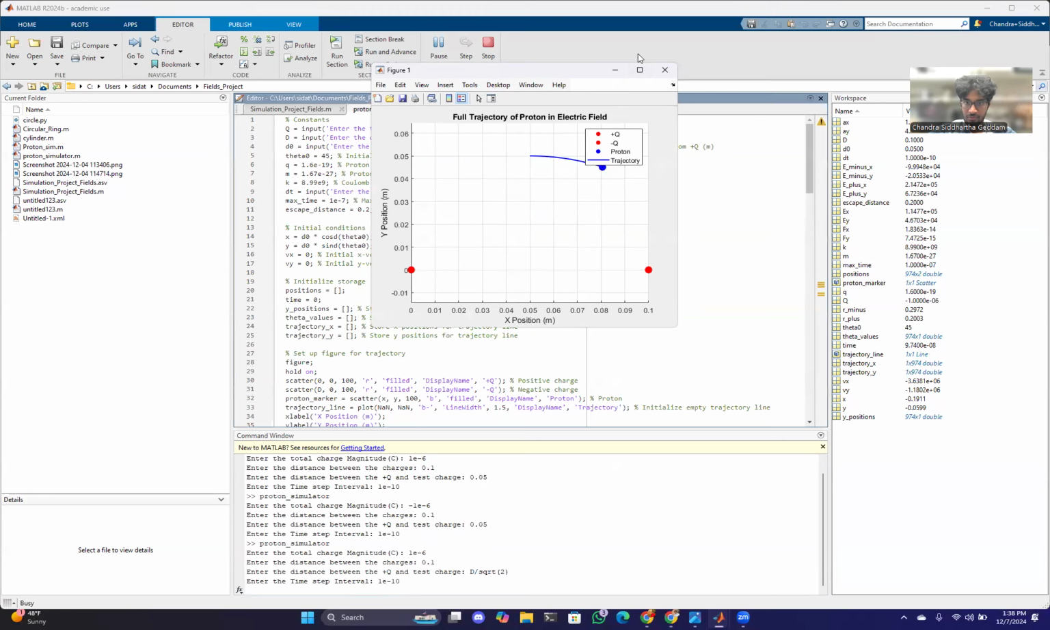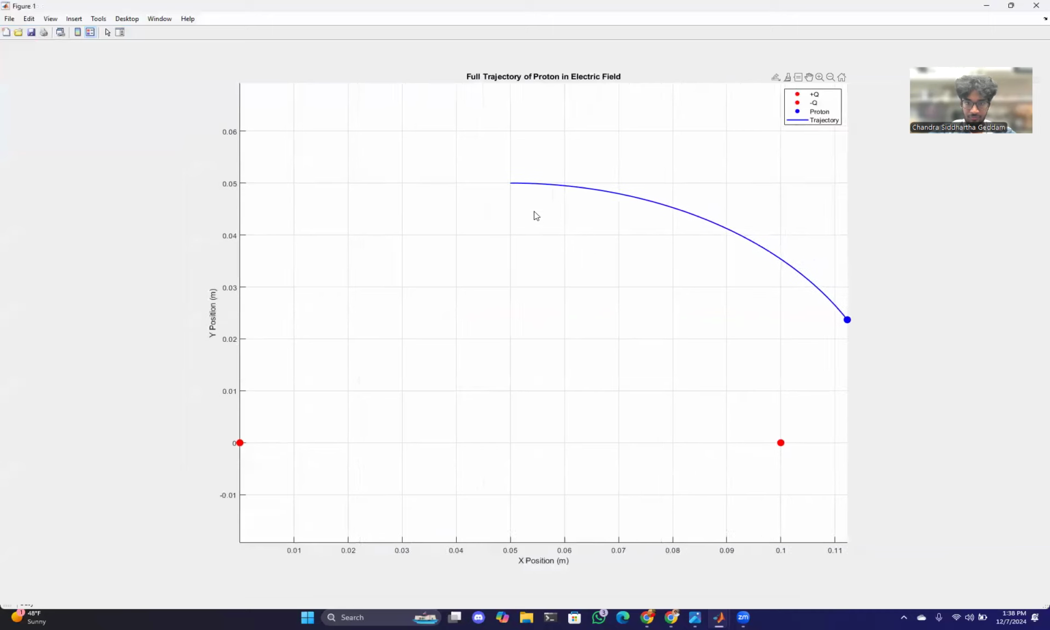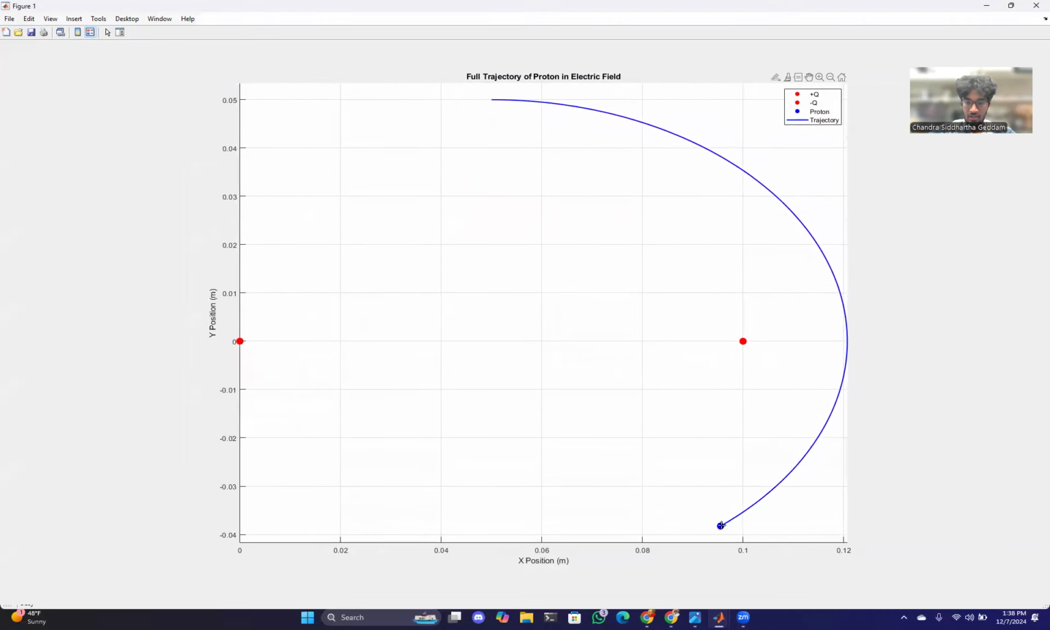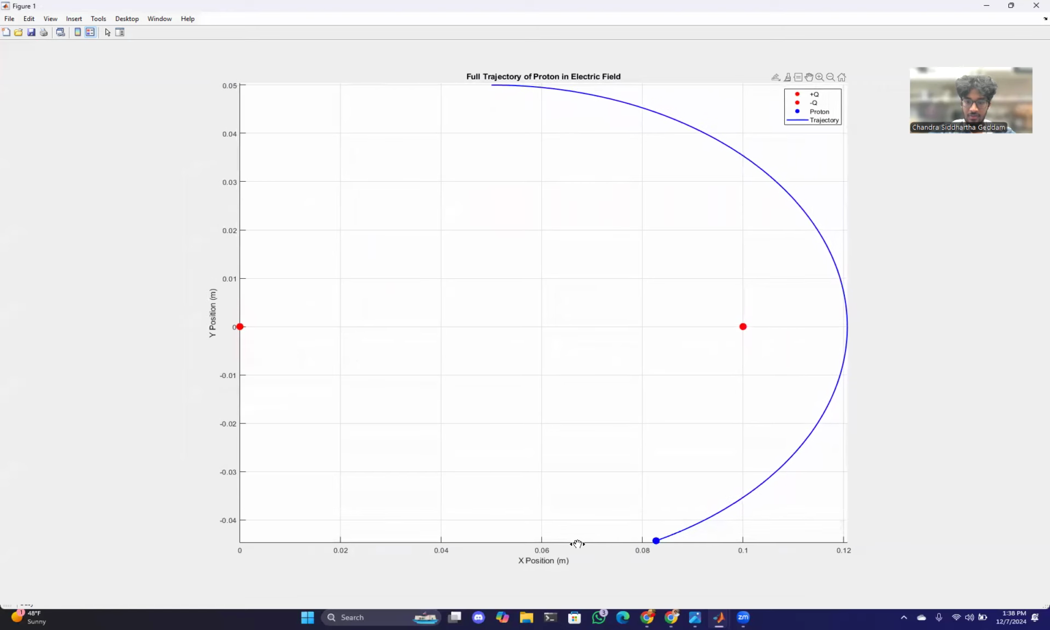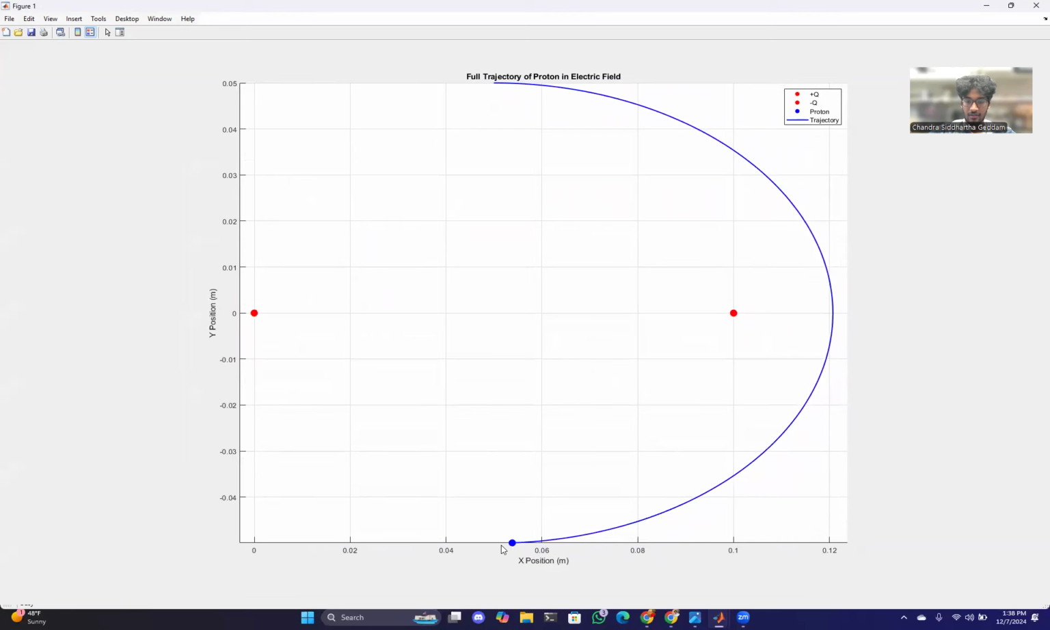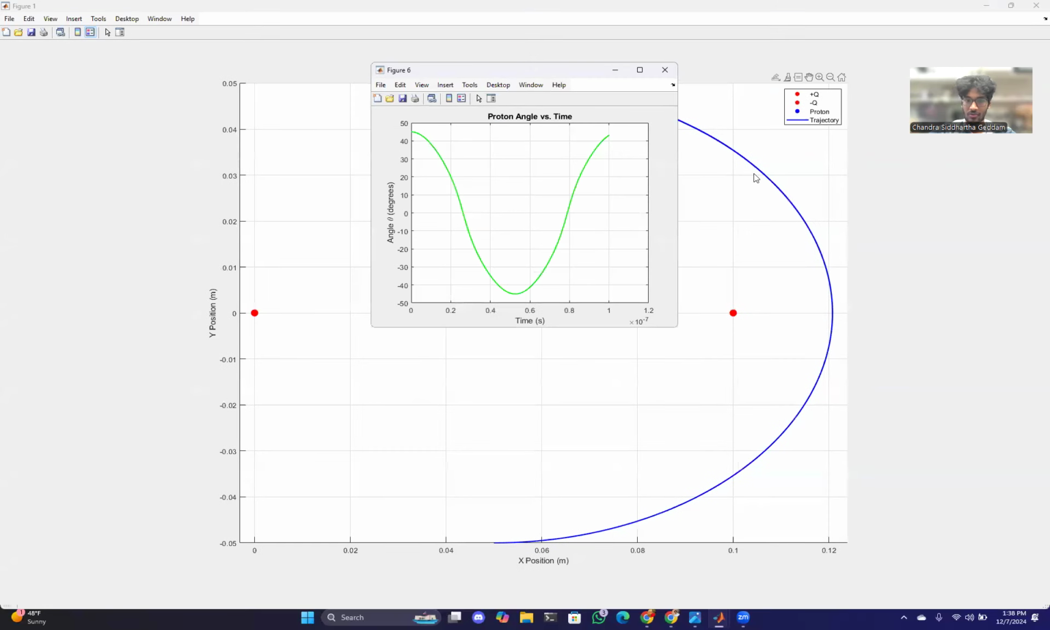Okay. So as you can see, the proton is again moving towards the negative charge. It travels in this particular trajectory, and it basically comes here and then again goes back because it is placed exactly in the middle. So as it moves forward to the positive charge, it again ripples back and goes back to its original position.